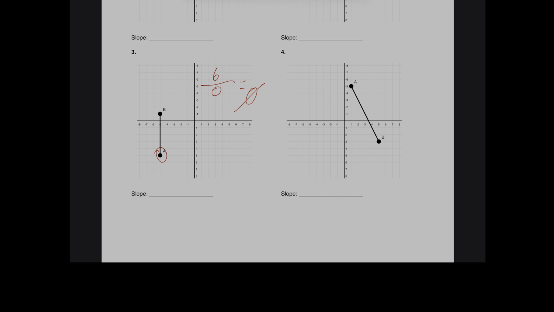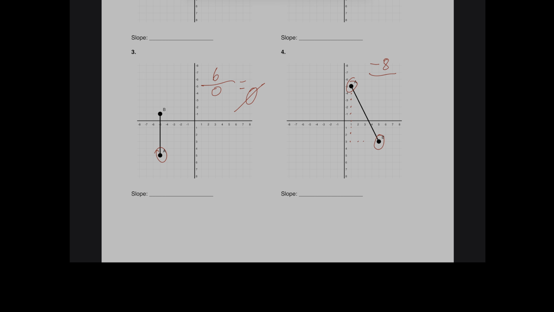We need to know that a vertical line has, it's not that it has no slope, it doesn't exist. It's undefined. Okay. So now let's go to number 4. I'm going to go A to B, and I like to go left to right. So the first thing I like to do is my ups and downs. So to get to B, I went down 1, 2, 3, 4, 5, 6, 7, 8. Now if I go down 8, I write negative 8.